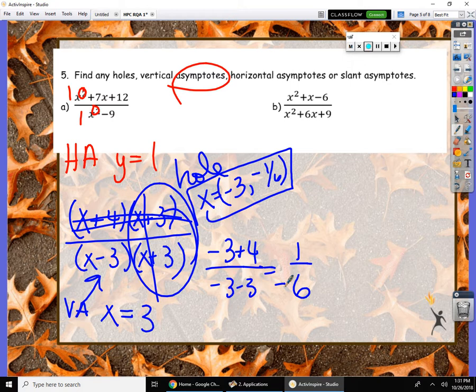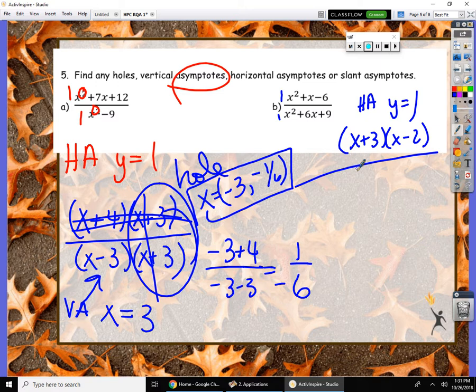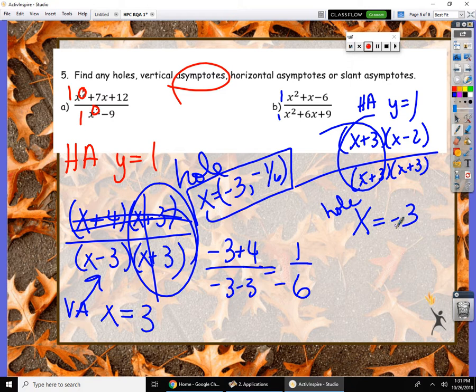Next. Is it a Betsy, Bob's, or Bo2? Betsy. 1, 1, so the HA is y equals 1. When I factor the top, it's x plus 3, x minus 2. Then I have x plus 3, x plus 3 on the bottom. I have a hole. Where? X equals negative 3 is a hole. Now, this is the same exact thing, so it's also going to give me a hole. It's repetitive, so it doesn't matter. So the vertical asymptote would be 3.